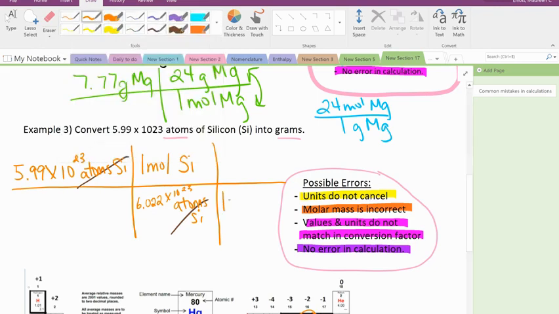Now, the last thing is to convert from moles, finally into grams. I want my moles to cancel, so I've got 1 mole on top and 1 mole on bottom in the next step. Notice that the number 1 is always in front of moles when we're doing these types of conversions. Finally, I'm going to need to determine the number of grams of silicon.